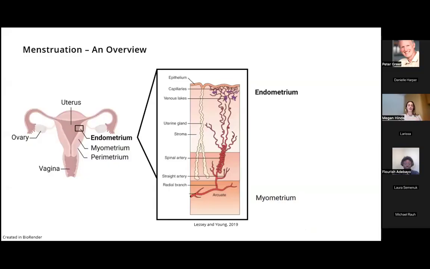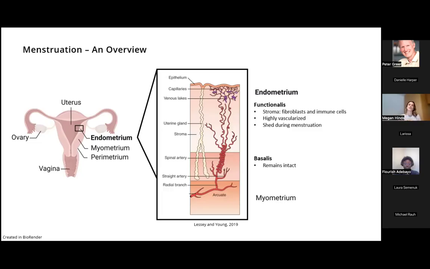So, just a quick overview of menstruation. As many of you are aware, menstruation involves shedding of the superficial lining of the uterus, known as the endometrium. And importantly, the endometrium itself is made up of two layers. First, there's the basal layer or the basalis, and this is the thin layer that sits adjacent to the myometrium, and it remains intact throughout the entire menstrual cycle.